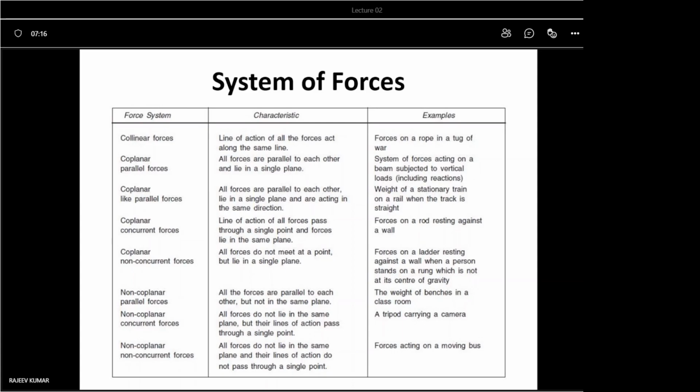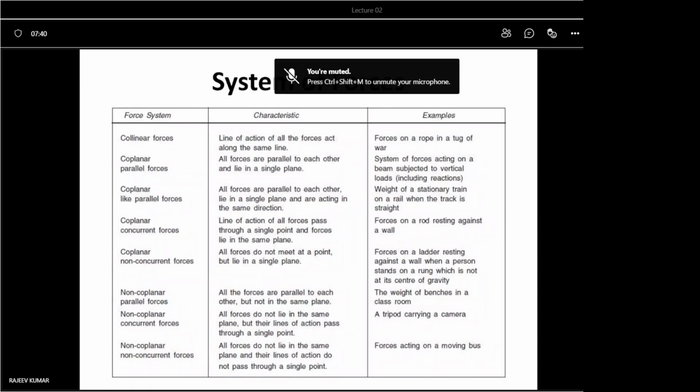Example: forces on a rod resting against a wall. Coplanar non-concurrent force: all the forces do not meet at a point but lie in a single plane. Example: forces on a ladder resting against a wall, when a person stands on a rung which is not at its center of gravity.